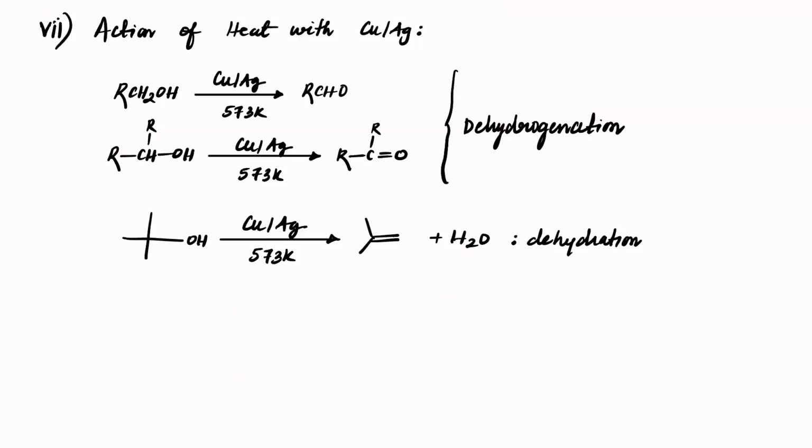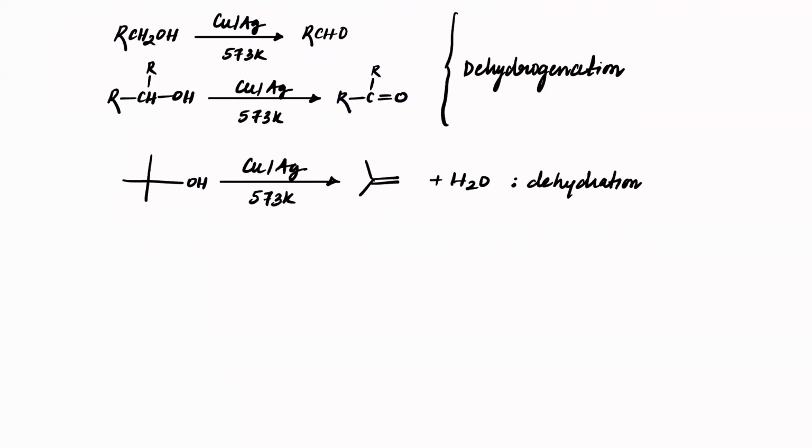The next reagent we need to look over is copper and heat, or silver and heat. If we take a 1 degree alcohol with copper or silver and heat, you will get aldehydes. 2 degree alcohols will give you ketones. 3 degree will give you dehydration and convert into alkenes. Okay, so the reaction is simple.